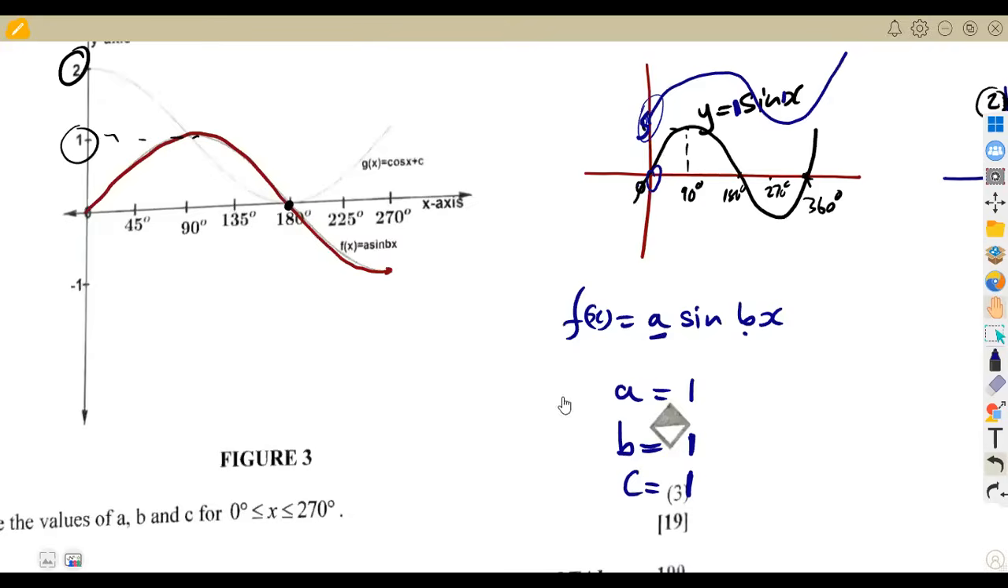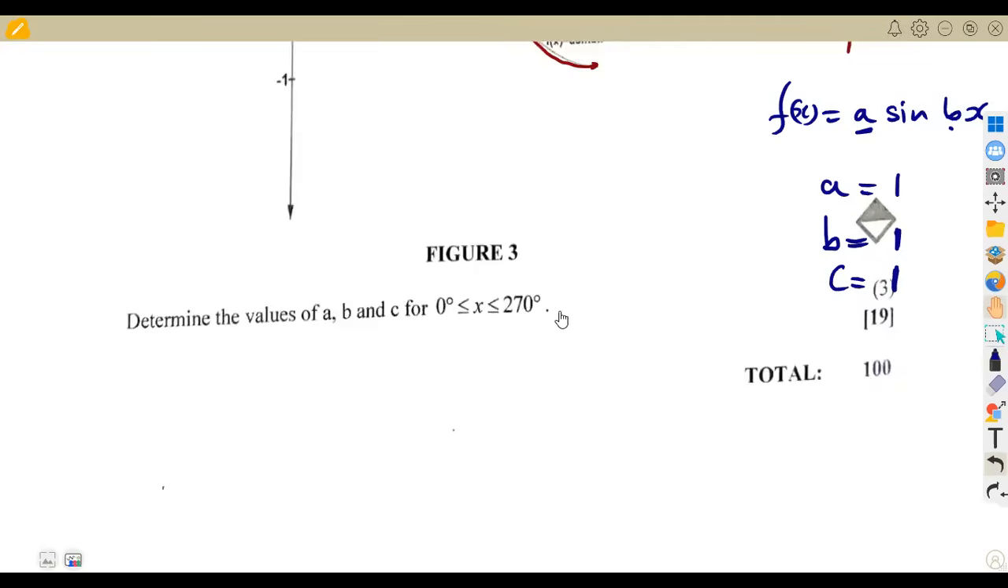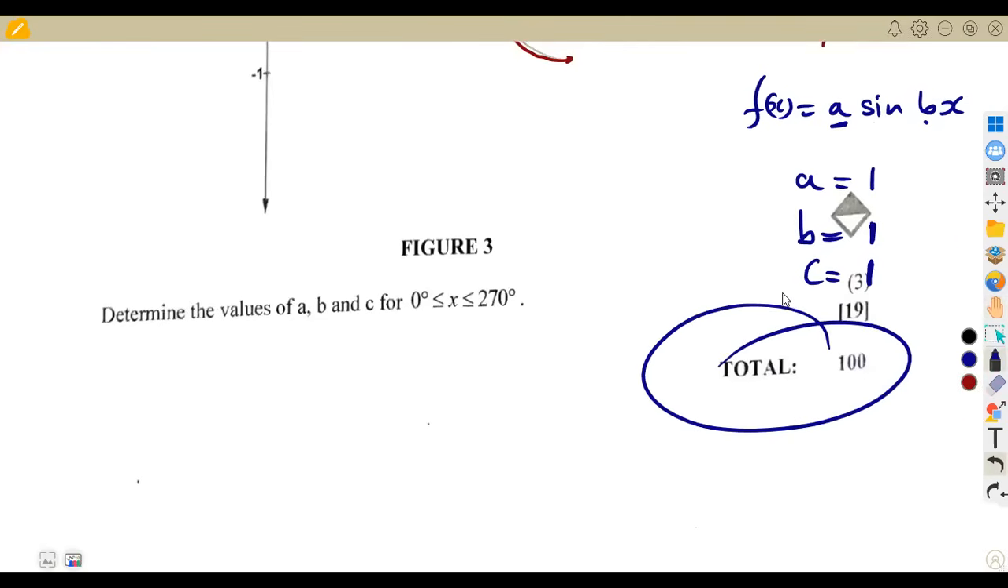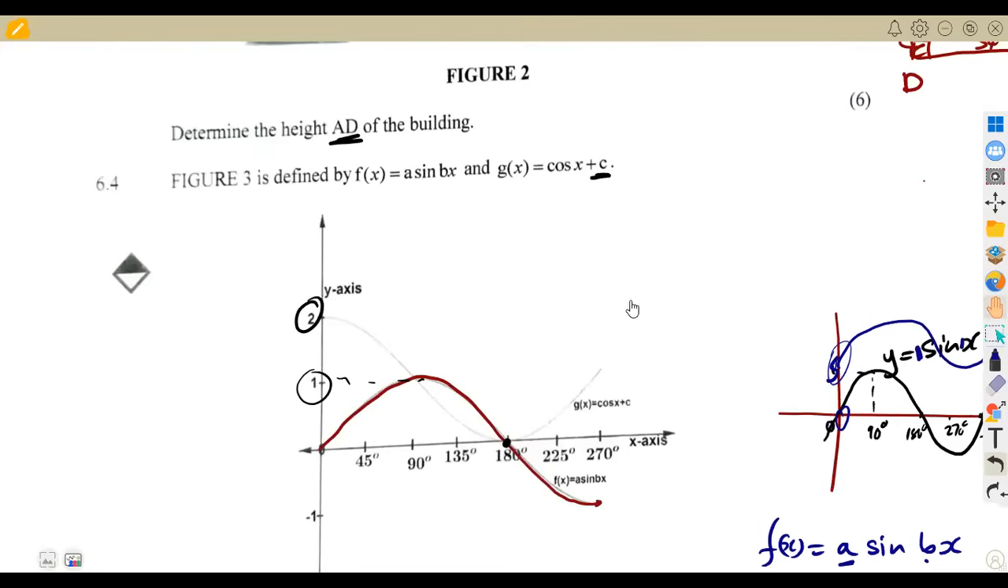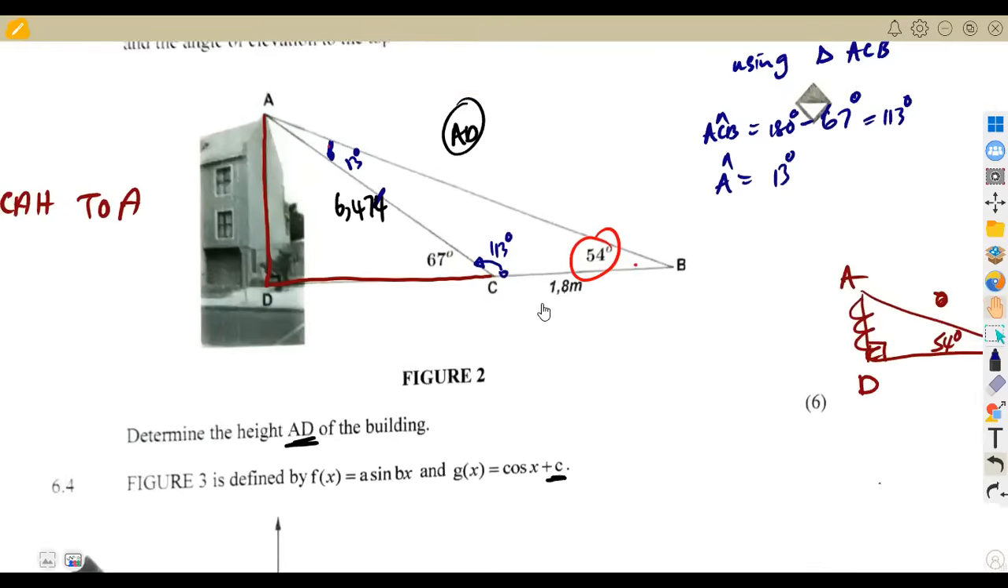All right, so that was it, guys. 100 marks full paper. I just hope you'll be able to collect these marks on your final exams with these revisions that we are having.